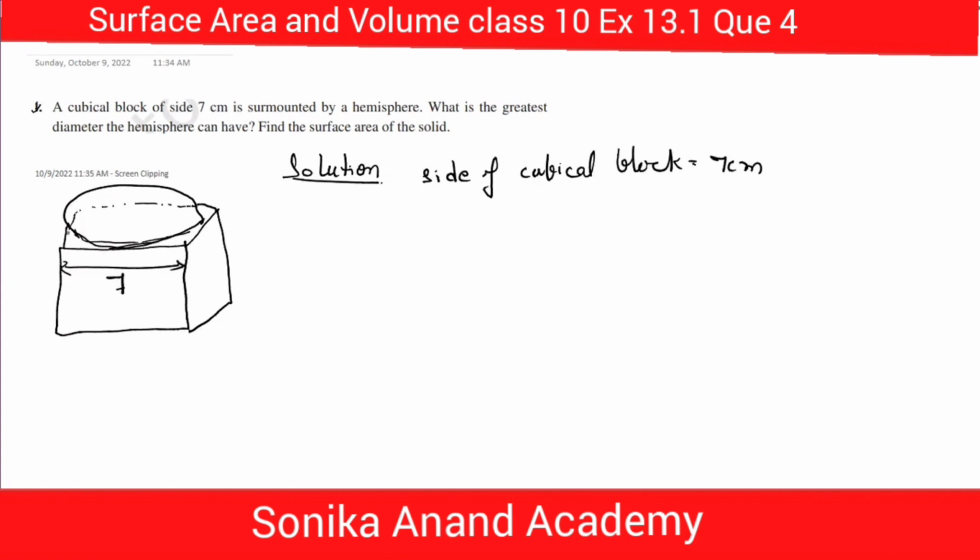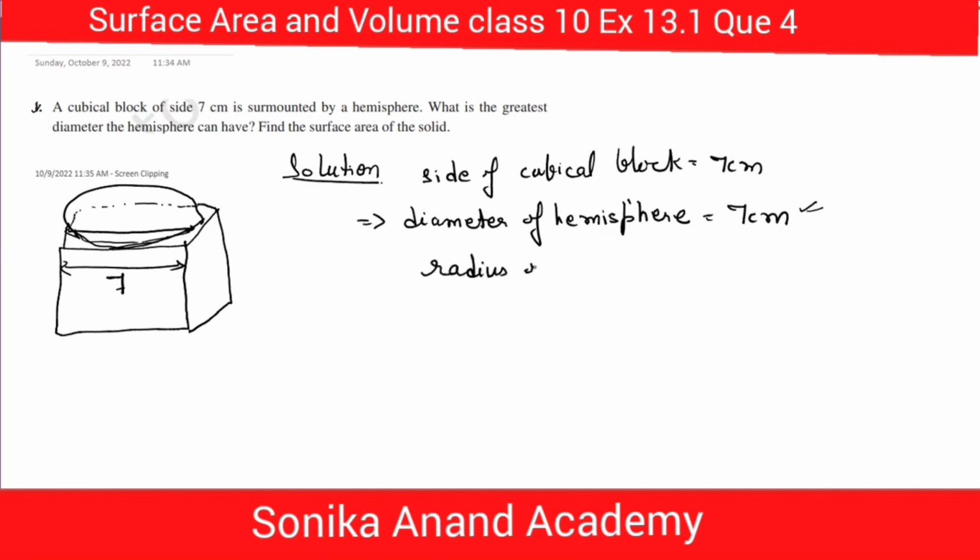Now the hemisphere also covers this portion, which means the diameter of the hemisphere is also 7 centimeter. So in the question, what is the greatest diameter the hemisphere can have? The greatest diameter of the hemisphere is 7 centimeter. Now from here we can also conclude that the radius of the hemisphere is 3.5, but don't go for that, just write 7 by 2. It's easy to solve.